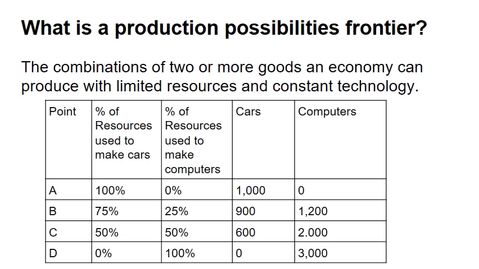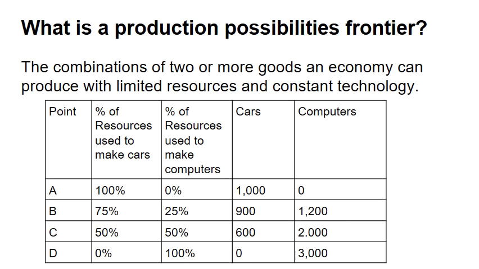The production possibility frontier is the combinations of two or more goods an economy can produce with limited resources and constant technology. Let's walk through a simple example. Our simple economy produces only cars and computers.